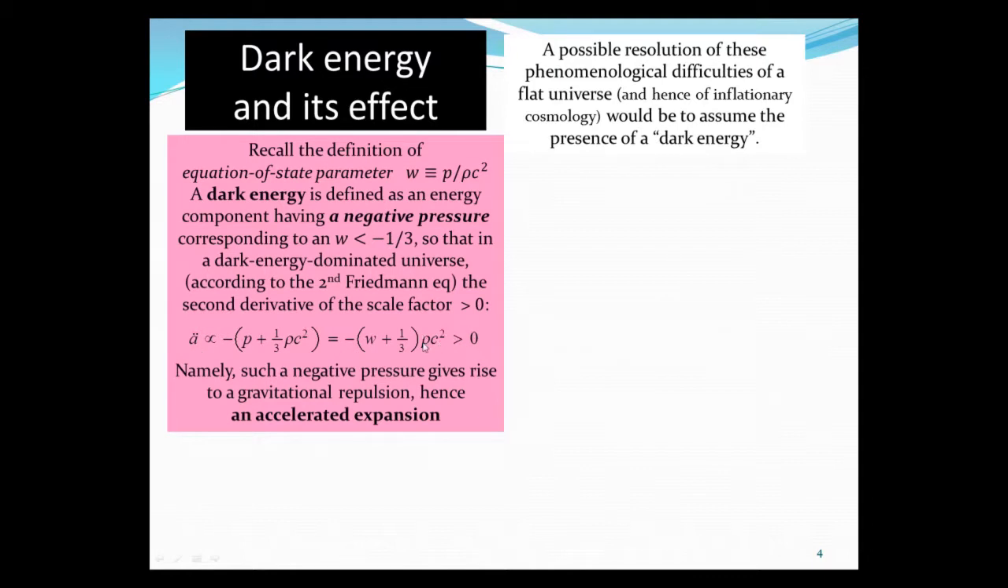Therefore, we're going to have accelerated expansion, corresponding to a gravitational repulsion, because remember, negative pressure leads to gravitational repulsion. So dark energy is defined as something that has an equation of state parameter less than minus one-third.